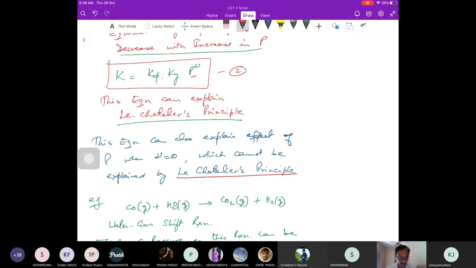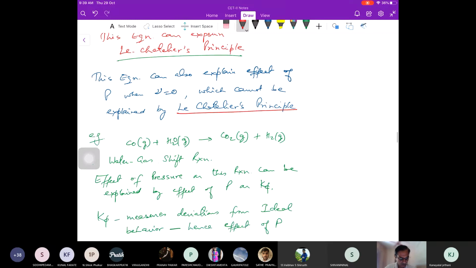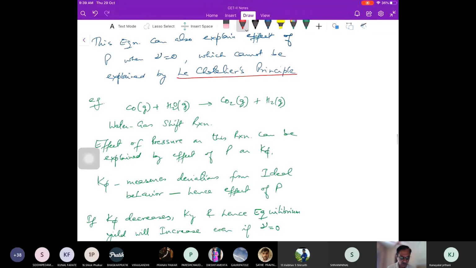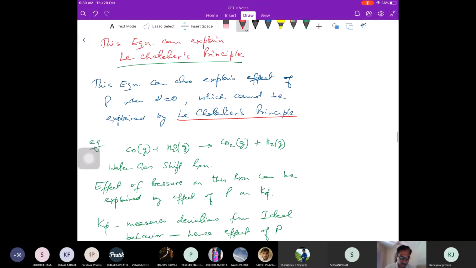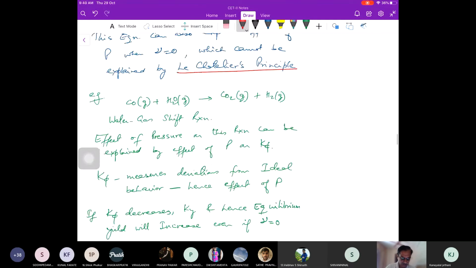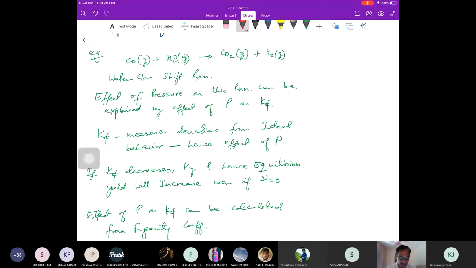But this equation explains it very clearly: if the number of moles is constant, the same for reactants and products, then there is no effect of pressure. Okay. So if you take this reaction, CO plus water giving CO2 plus H2, which is the water gas shift reaction, the effect of pressure on this reaction can be explained by the effect of pressure on K phi. We have to look at K phi, right? If K phi is 1, then there is no effect. K phi measures deviation from ideal behavior, hence the effect of pressure.